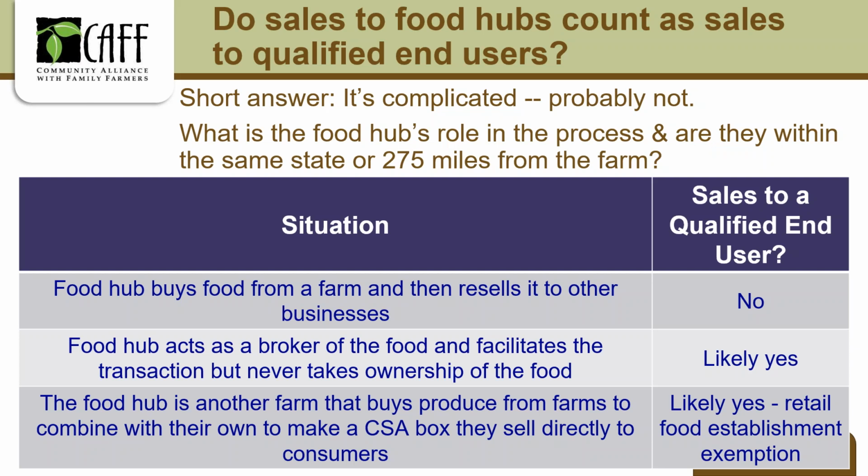They would be able to count those as sales to a qualified end user because of a provision under the law called the Retail Food Establishment, which relates to the fact that that farm is selling directly to customers and fits a certain criteria that I'm not going to get into in depth right now. But if this specific example is something that farmers on the webinar are experiencing, please reach out.